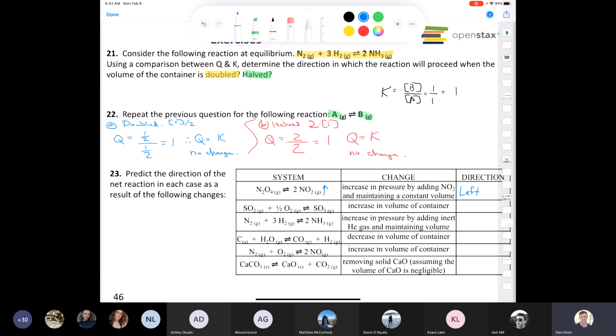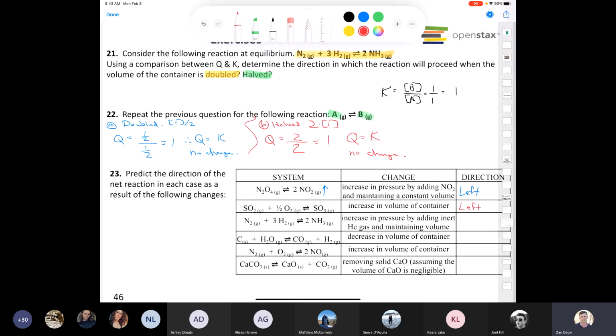What would happen in the second one? You have sulfur dioxide plus 1/2 mole of oxygen producing sulfur trioxide. What would happen if you increased the volume of the container? Would it shift to the left or the right? Yeah, exactly. It's going to shift to the left.